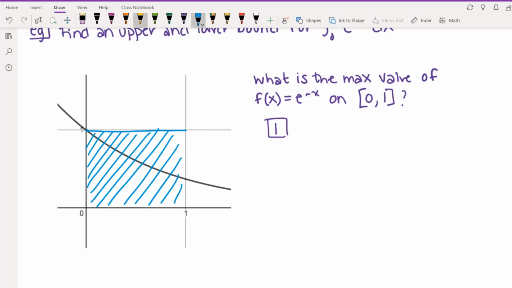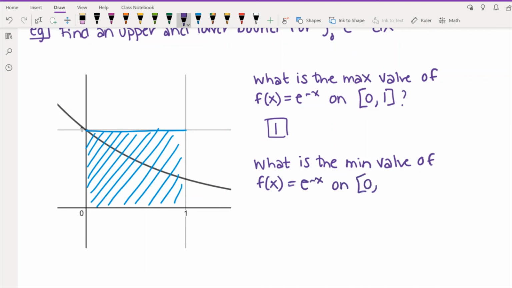And then the next question is, what is the minimum value of f of x equals e to the negative x on the interval from 0 to 1? Again, here we can just look at the picture, but if you were using calculus, you would see that there are no critical numbers. You would plug in 0, you would plug in 1, and see what gave you the lowest value, and you would see that you'd get the lowest value by plugging in 1.